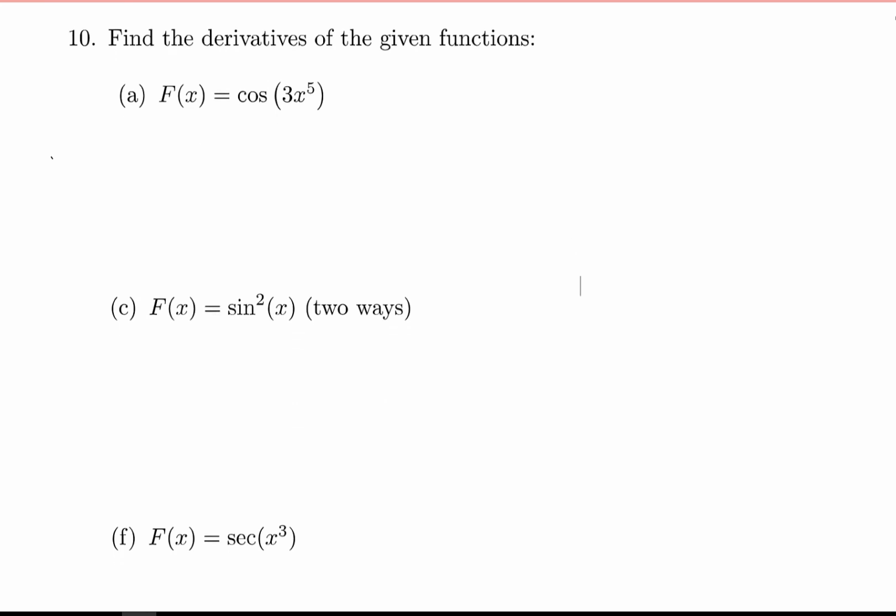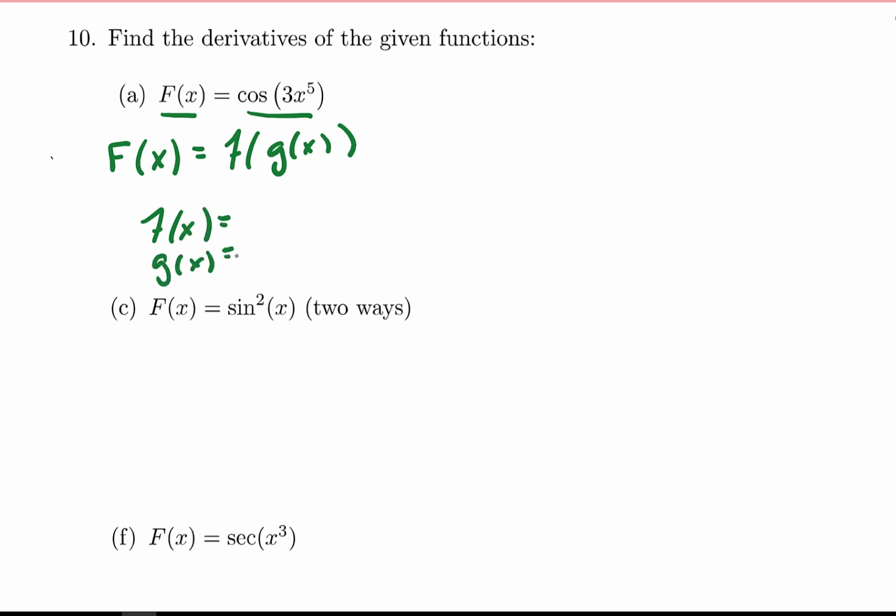So here we're given the function capital F of x is this function here. Let's first think of F of x as a composite function, one function nested inside of another. So the outer function in this case would be what? And the inner function in this case would be what? So take a moment and think about those. So the outer function would be the cosine of x function, and the inner function would be 3x to the fifth.